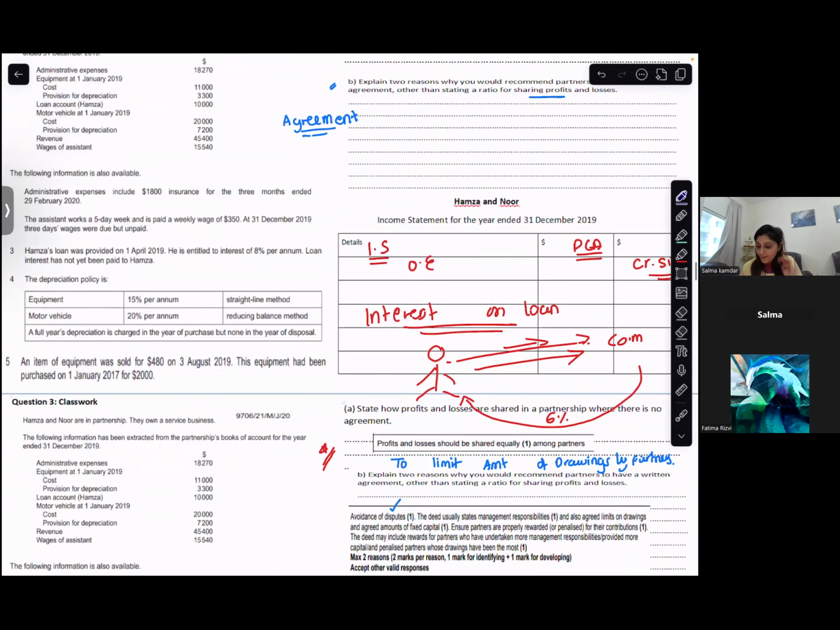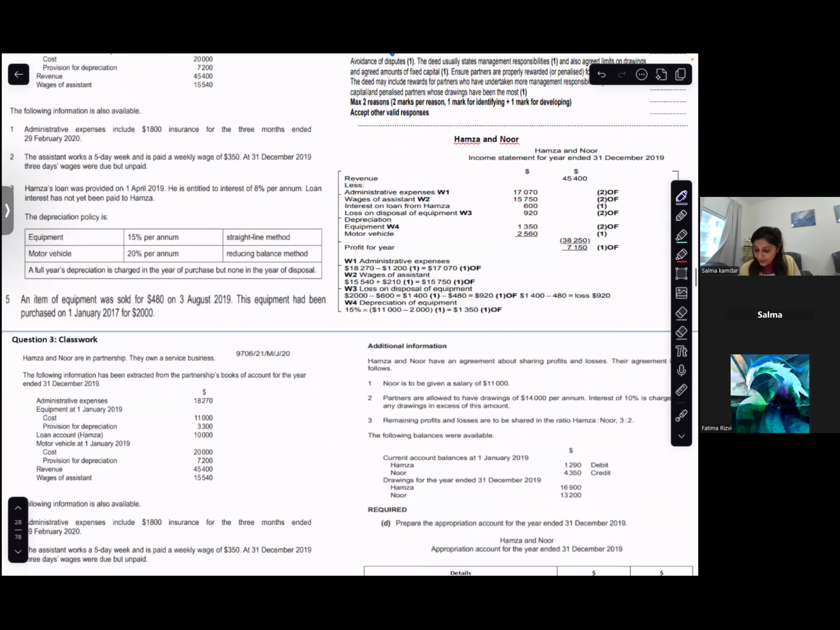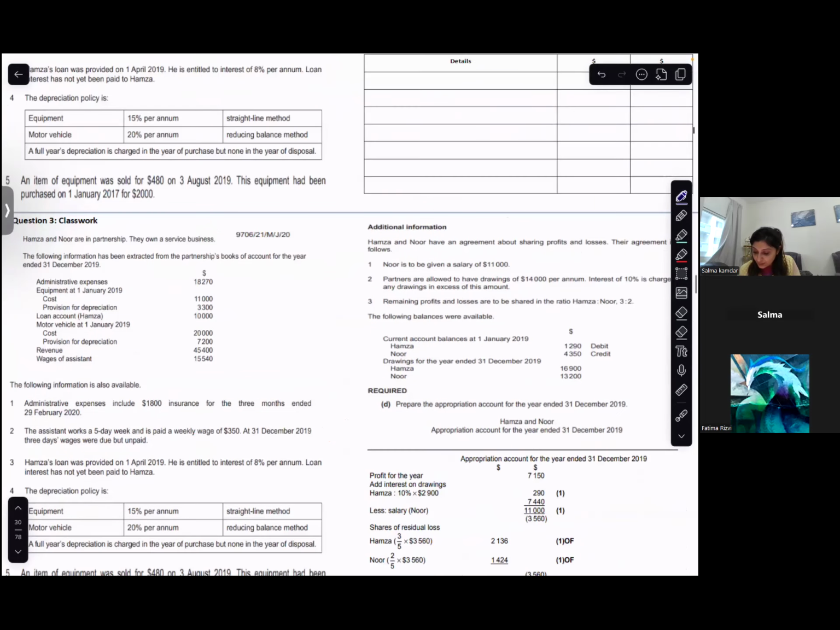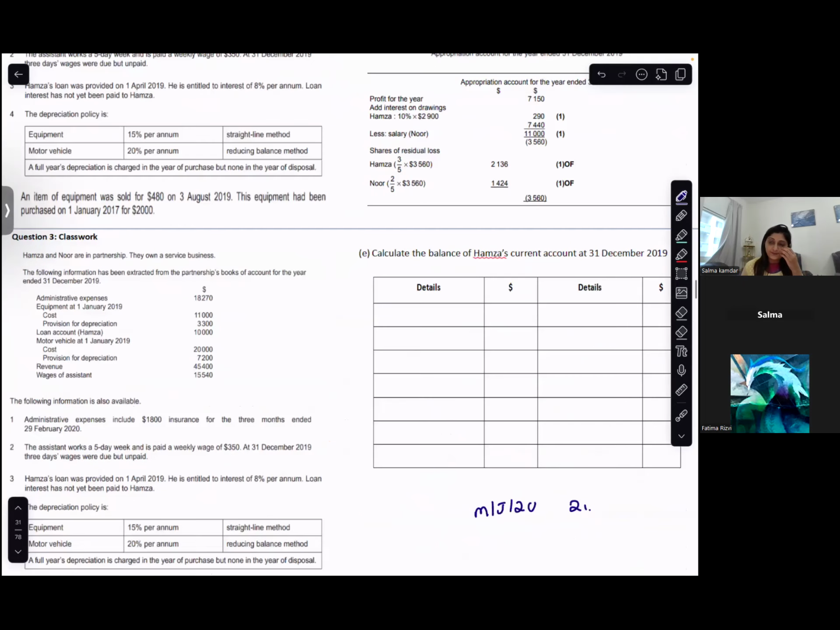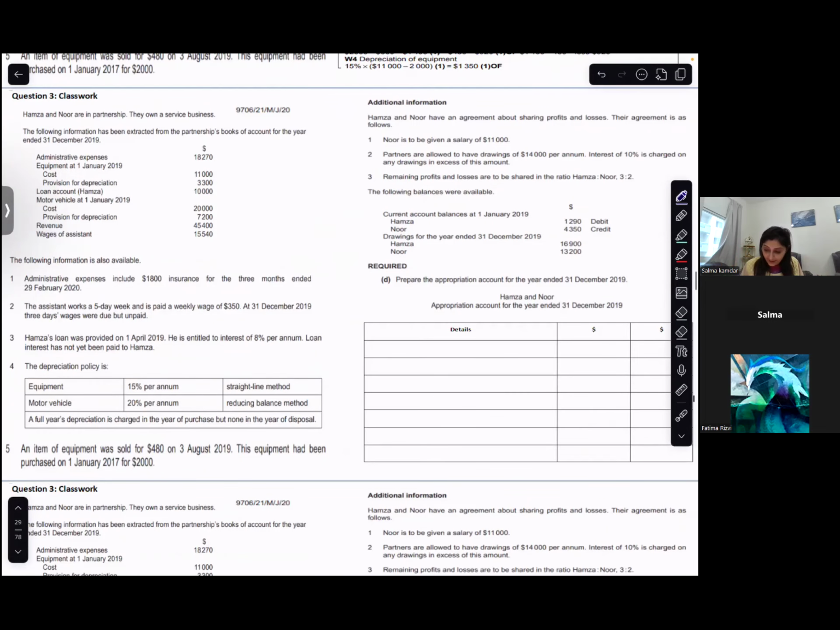Third, you have to prepare an income statement. Then you have to prepare an appropriation account and then the current account. I have done the theory in another video. Now we are looking at the third part, how to prepare an income statement. I hope you are there with me.